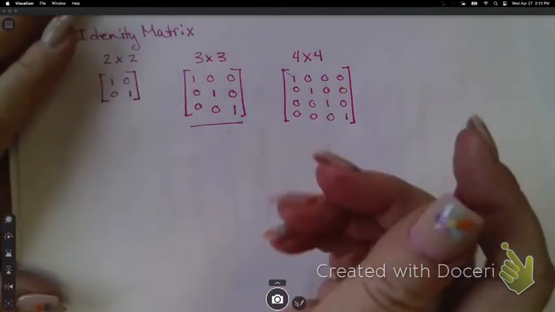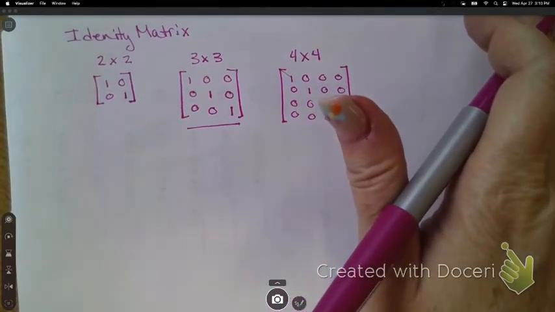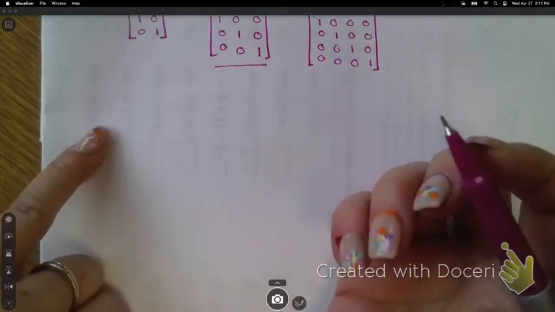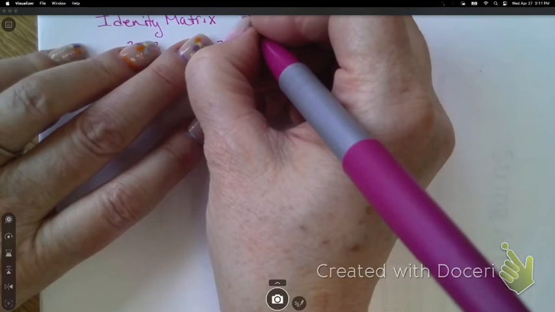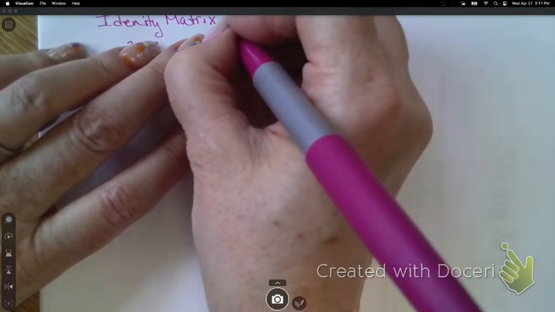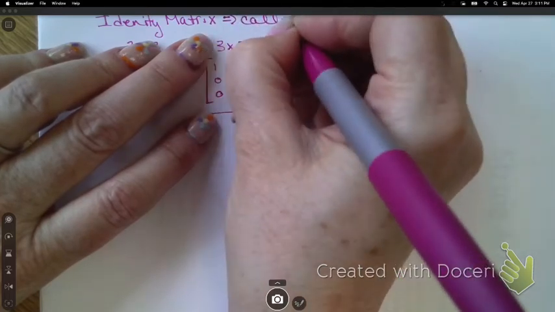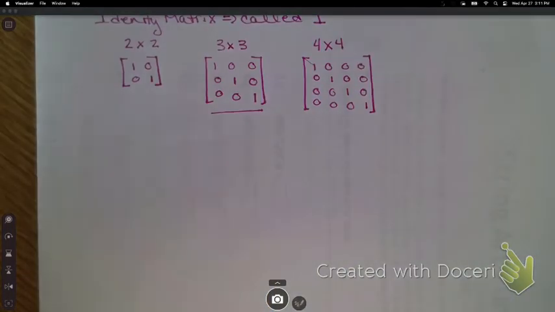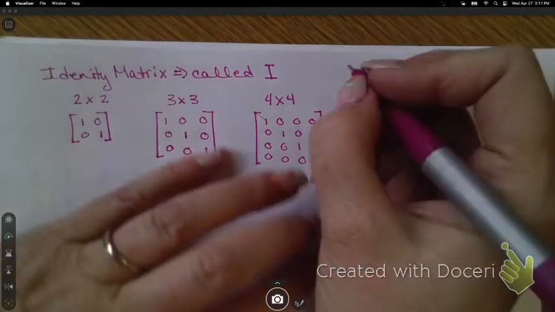So we are going to do a 3 by 3 multiplication, and we're going to do that and that. But I will tell you, the identity matrix is written as I. Okay? Another fun fact.